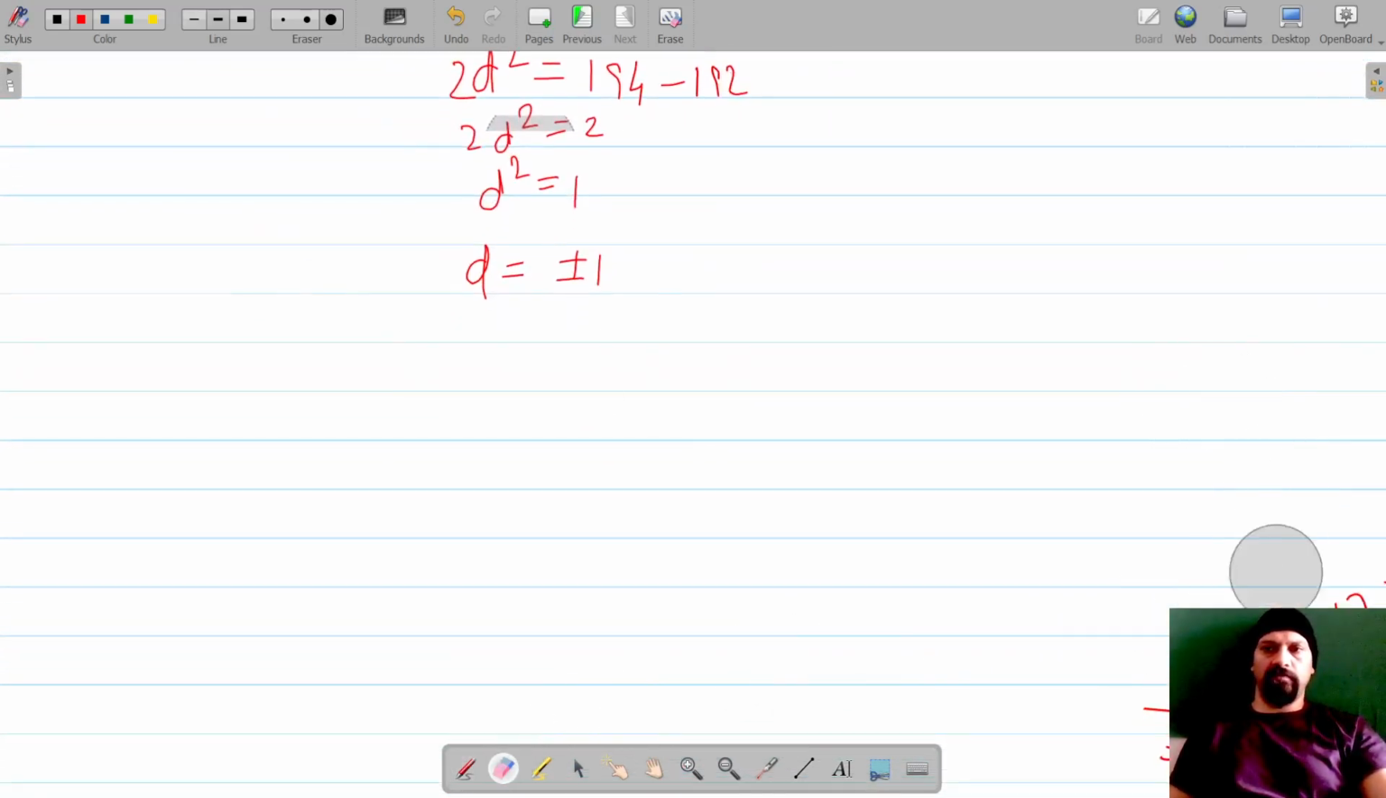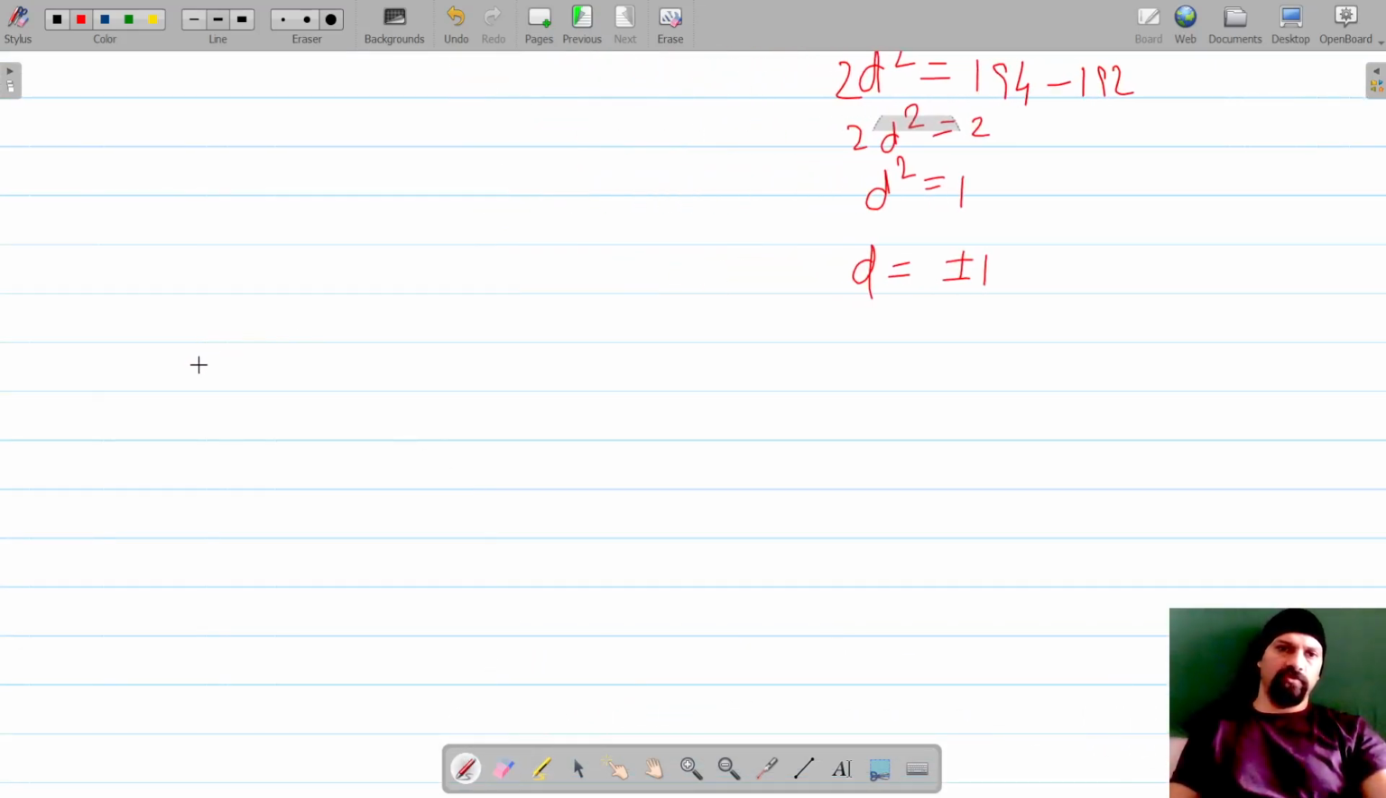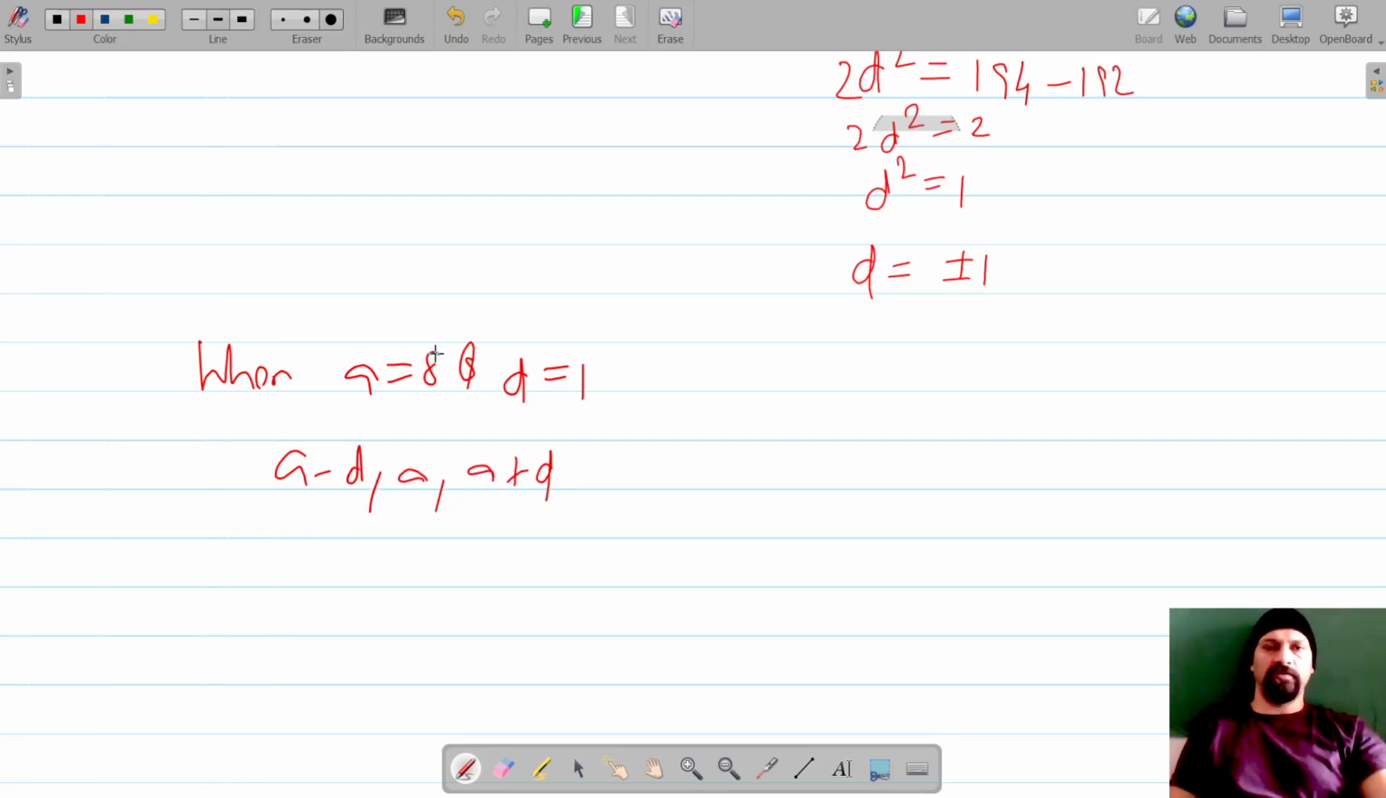So we have to find the three terms, and let's get these two scenarios. When a is equal to 8 and d is equal to 1, the three terms are a minus d, a and a plus d. So a minus d means 8 minus 1 is 7, a is 8, and 8 plus d is 9. These are the three terms.